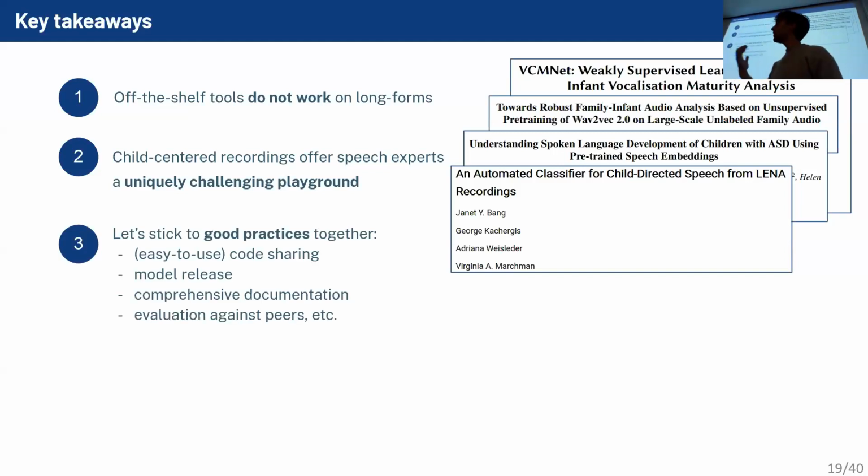And as the community is growing, I think it's important that we make sure we stick to good practices together. So this includes model and code sharing, preferentially an easy-to-use model. This includes writing a comprehensive documentation and evaluating our models against peers as well, just so that we get to know which model performs better in which settings.